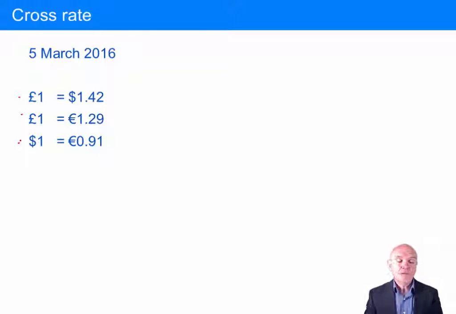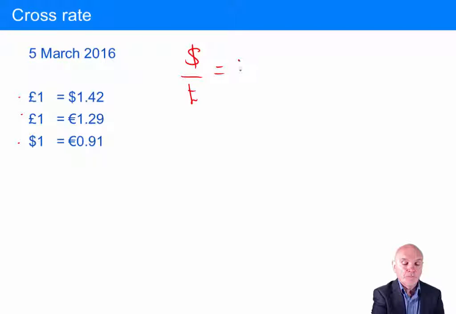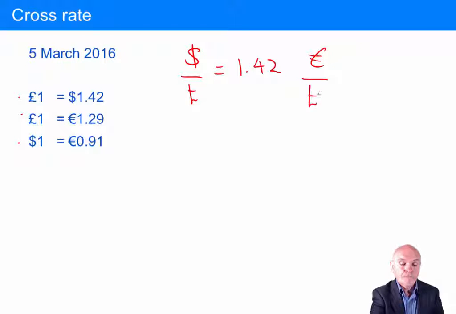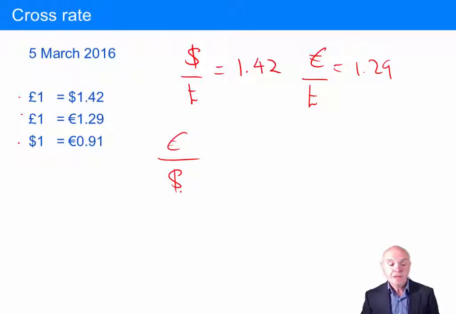So £1 gives us $1.42. Now I like to write this round this way. This is saying dollars over pounds equals 1.42. Okay. In other words, we're saying that £1 is going to give you $1.42. The second one here is really saying that euros per pound is equal to 1.29 euros per pound. Okay. What we want to be getting essentially here is euros per dollar. We want to get a dollar-euro exchange rate. Now how can we get that from the figures above here?